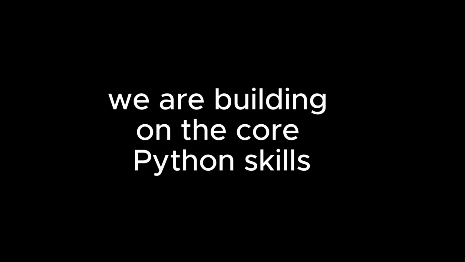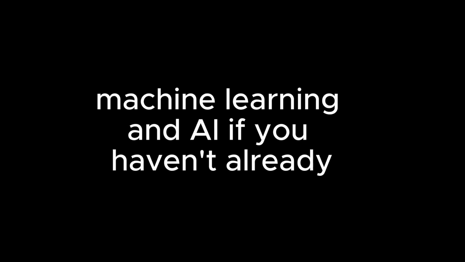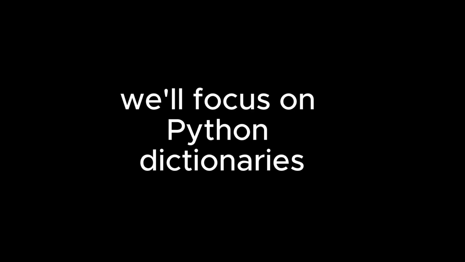In this session, we are building on the core Python skills you will need for data science, data analysis, big data, machine learning, and AI. If you haven't already, be sure to watch part 1 and part 2 of this series, where we covered essential Python basics like variables, operators, data types such as numbers, strings, and lists. In part 3, we'll focus on Python dictionaries, the if conditional statement, while loop, and the for loops.